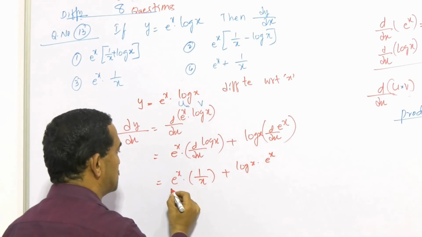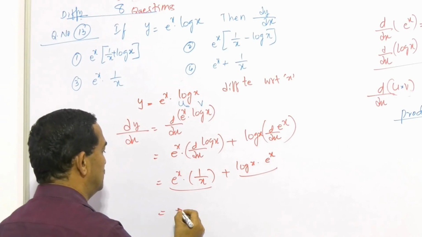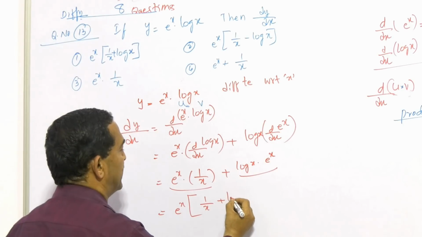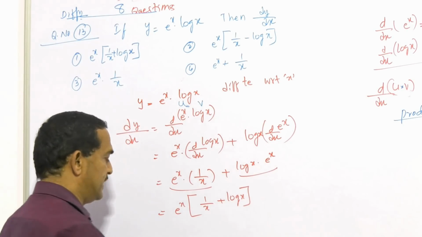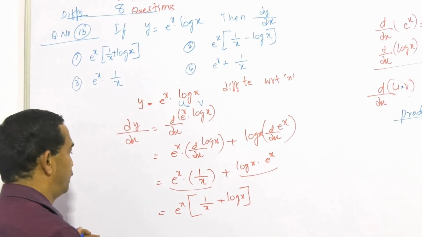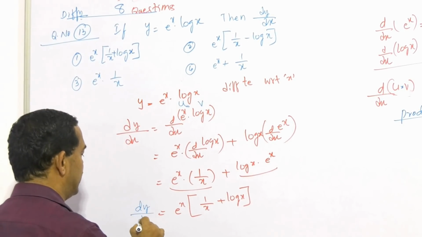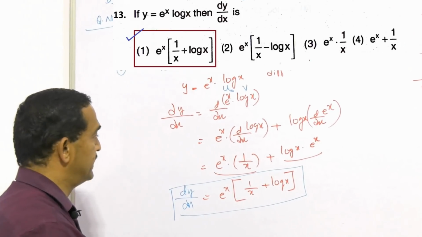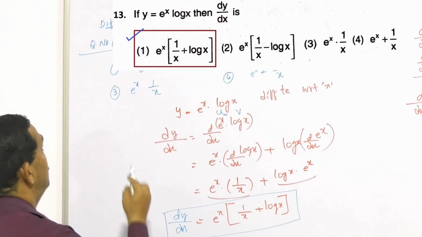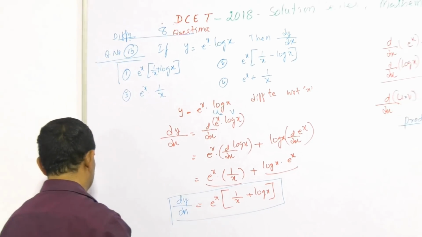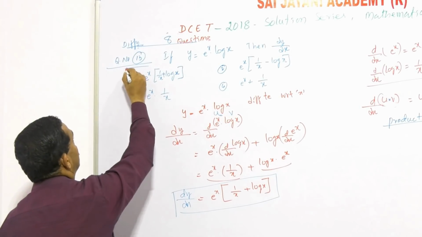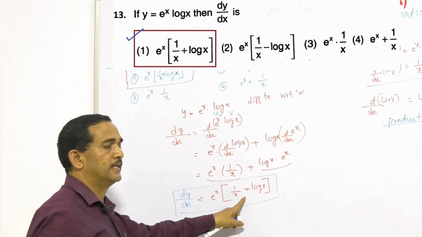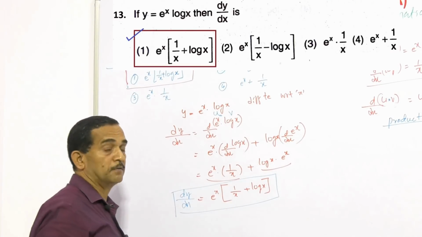Now see here, from these two, what is the common term? e to the power of x. If I take it common, what I am left with is 1 by x plus log x. Now you check which answer is right out of the 4. That is, dy by dx is equal to e to the power of x into 1 by x plus log x. So out of the 4 choices, the first one is the right answer, that is e to the power of x into 1 by x plus log x. Okay, this completes question number 13.